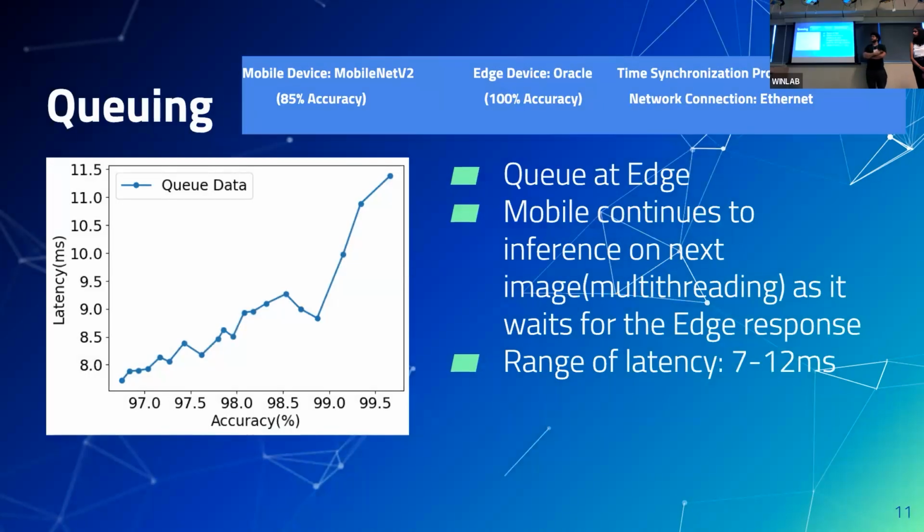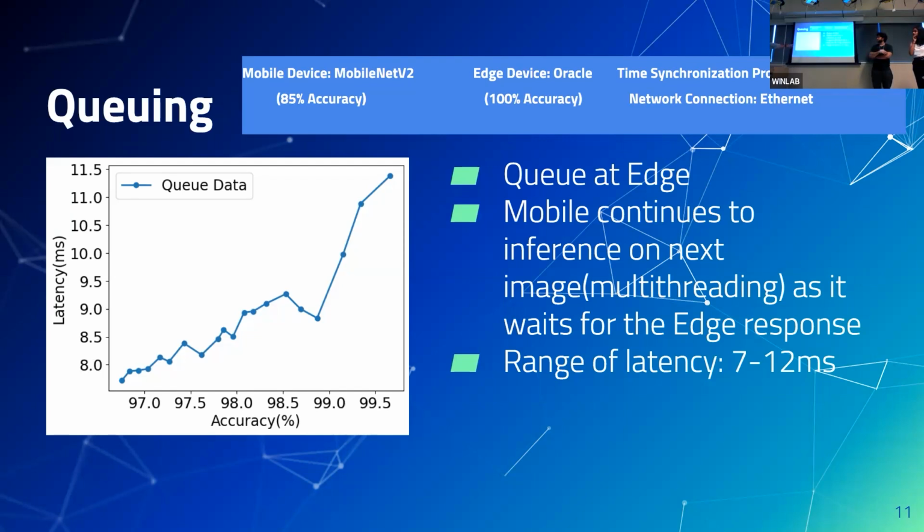All right, so our second experiment is implementing the queue in the server. What the queue does is, whenever you send an image to the edge, it stores it in order, and it will process the image classification in the order it receives. So while the mobile sends the image over to the edge, the mobile device will still continue to run inference on the next image, and it can also wait for the edge responses. And as you can see, the range of the latency would just be around 7 to 12 milliseconds.